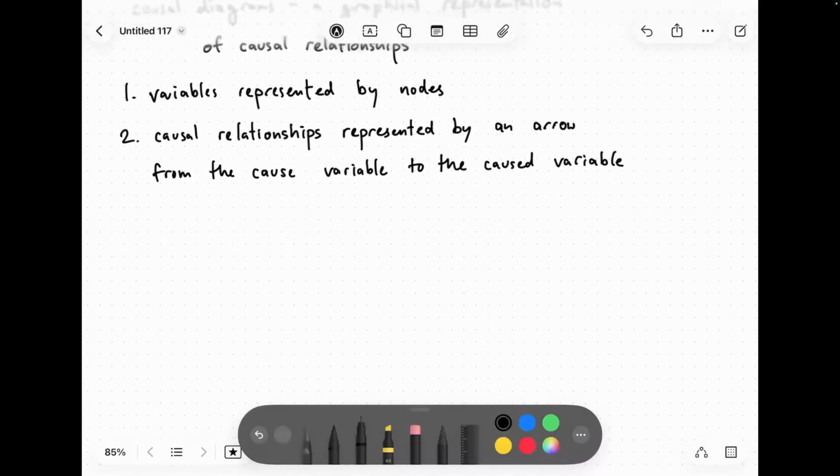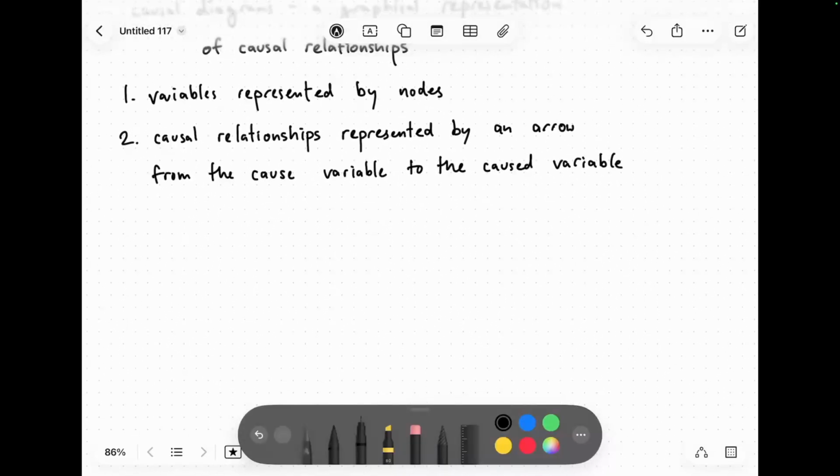Okay, so x going to y. Okay, this is a simple example of a causal diagram where I am basically saying that changes in x lead directly to a change in y. Can anyone think of any examples of this?